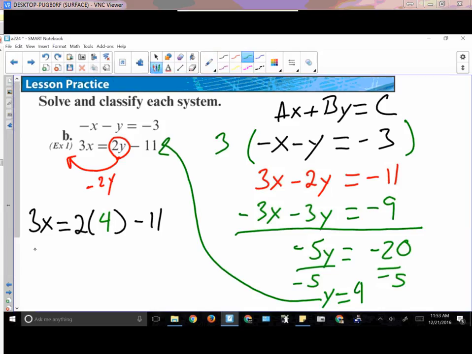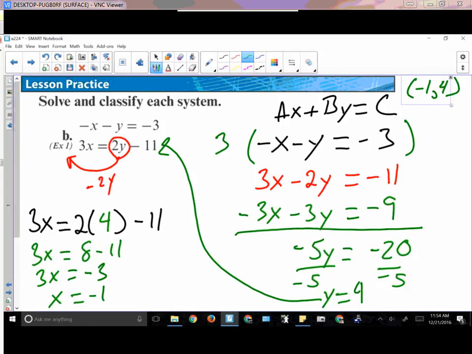So this ends up being 3x is going to be equal to 8 minus 11. 3x is going to be equal to negative 3. So x is equal to negative 1. Boom. So that means the solution for this one is going to be negative 1 comma 4. And it is going to be a consistent independent system.